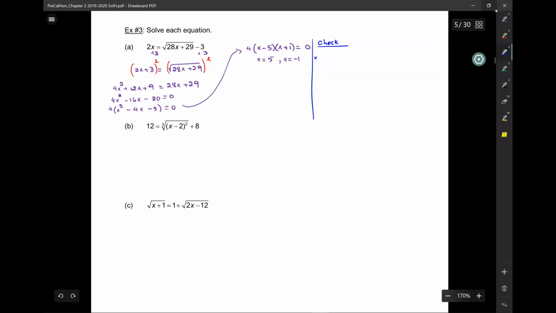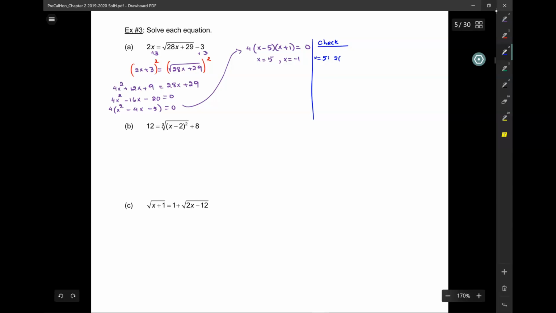So let's check x equals 5 first. When you check, it has to be in a step right before you squared. You can't put it in the step after you squared because everything will work once you squared it, right? You won't get any extraneous solutions. So either in the very first one, the printed one, or 2x plus 3 equals the square root, right before we squared it. I'm going to put it in the very first one.